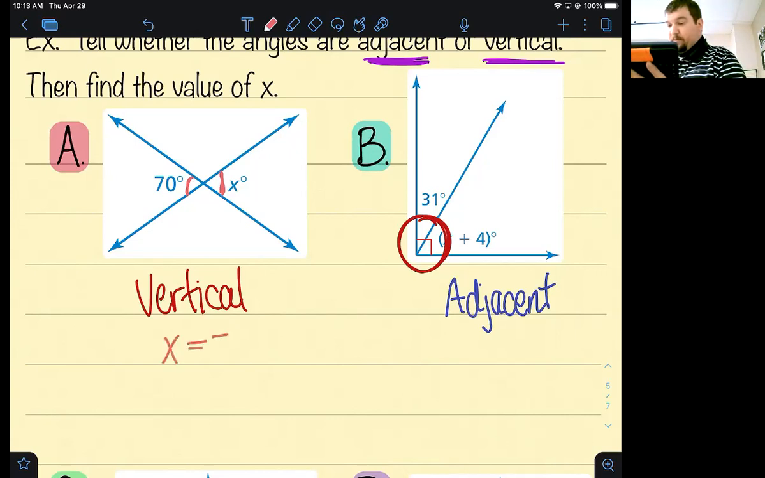It's pretty simple. I like equations that I don't have to solve to find X, and X is already by itself. That was nice. That's not going to be the case for this next one though.